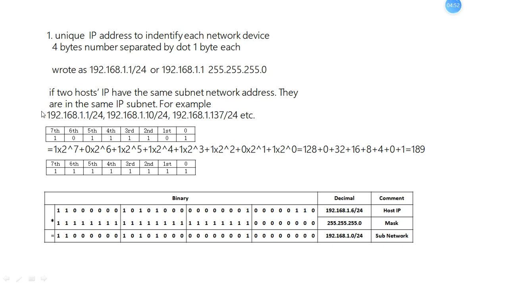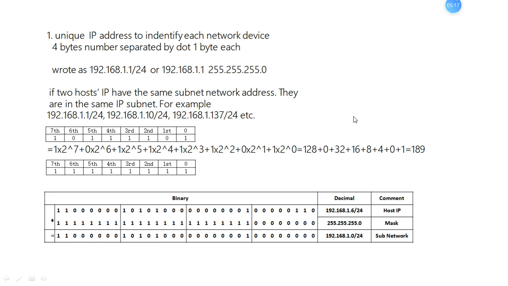Okay, so these 3 IPs are in the same subnet because they all have the same subnet network IP, right? If you calculate the subnet network IP of these three IPs, you get 192.168.1.0/24. They all have the same subnet network IP.